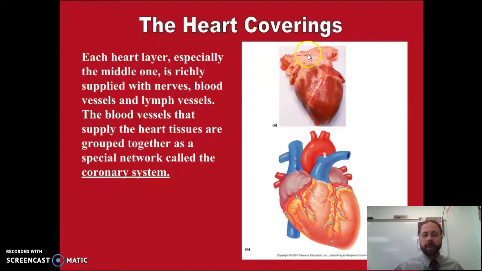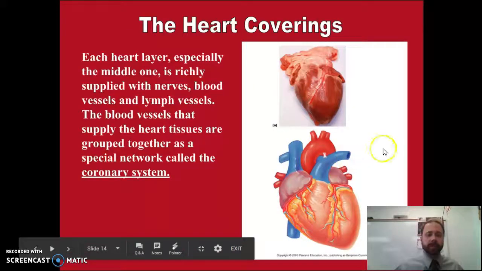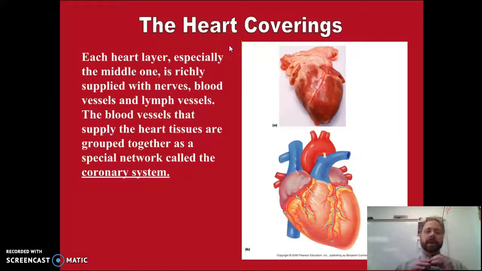So here's an actual heart, and then here's our digital rendition of it as well. Let's take a look here. Each heart layer, especially the middle one, has a lot of nerves and blood vessels and lymph vessels. This is an organ, this is a muscle, it needs a lot of nutrients, it's working all the time, so there's a lot of blood vessels in there. And all those blood vessels working together in a network is called the coronary system.